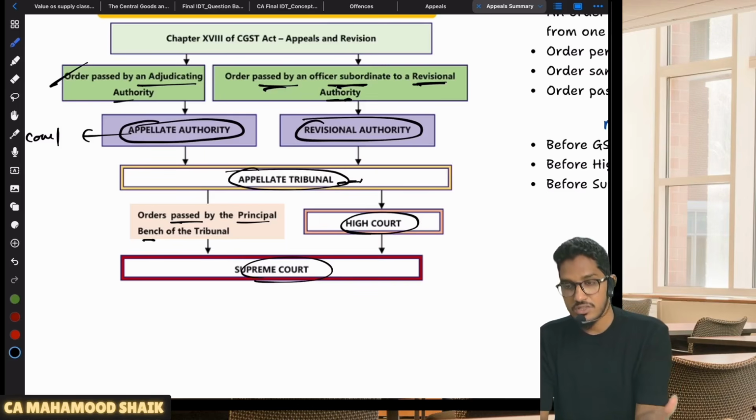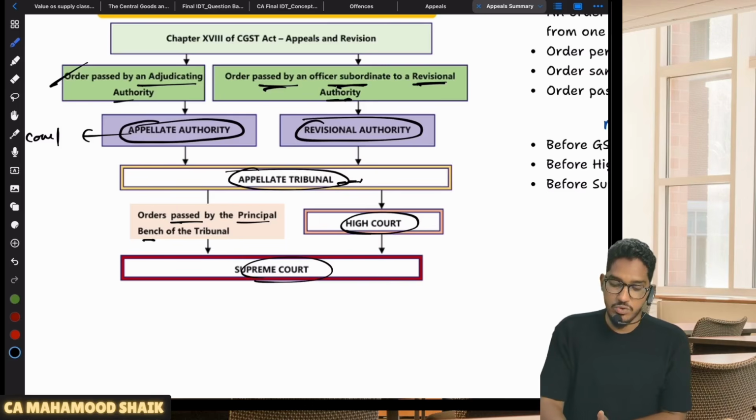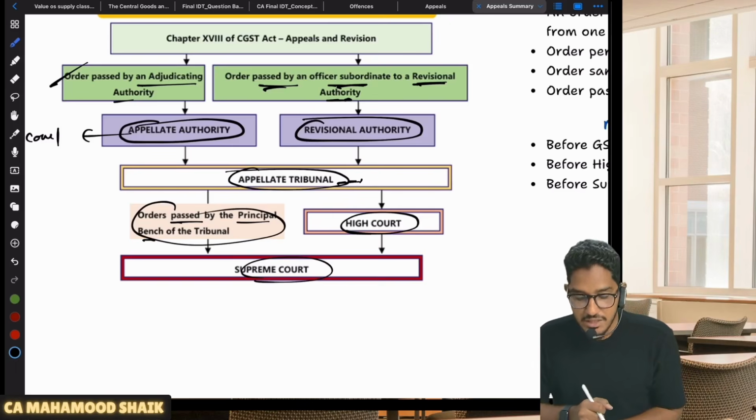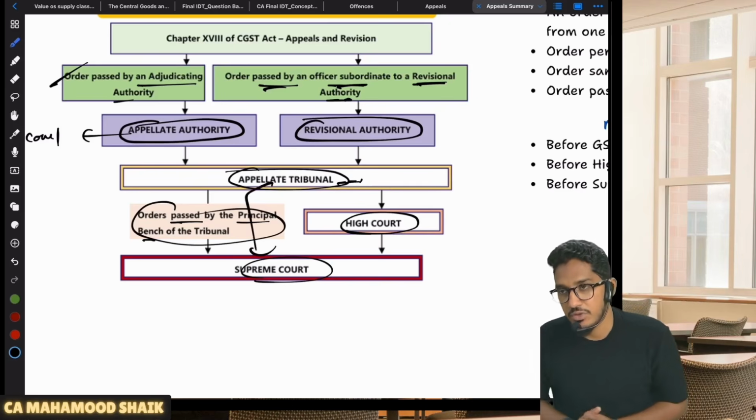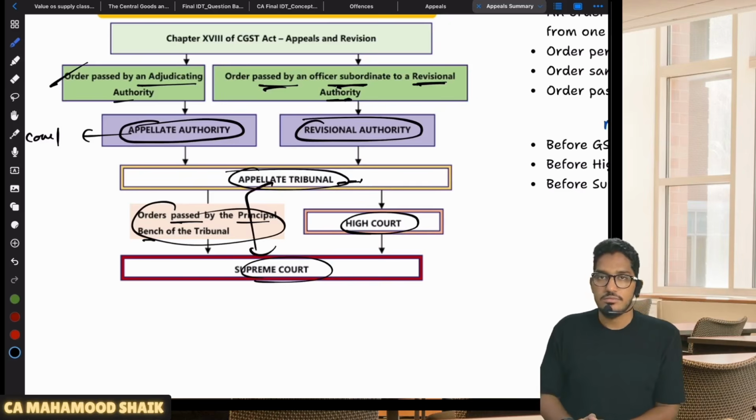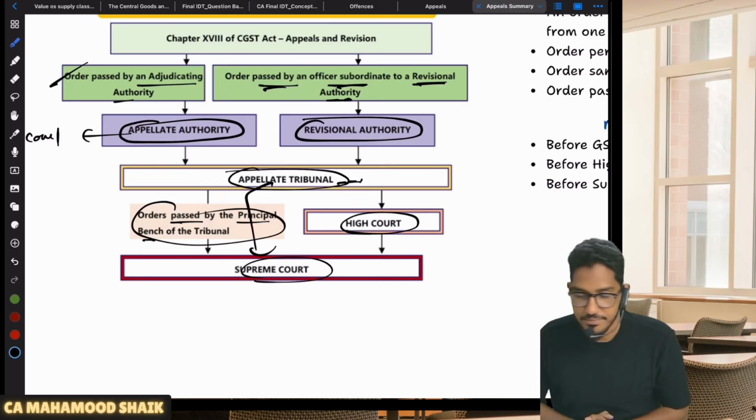So revisional authority's order has to be directly challenged in appellate tribunal, which is GSTAT, thereafter go to High Court, thereafter go to Supreme Court. Here also, if the order is passed by the principal bench of the appellate tribunal, directly you can go to the Supreme Court. You can skip the High Court. Understood? Got the clarity? Right.